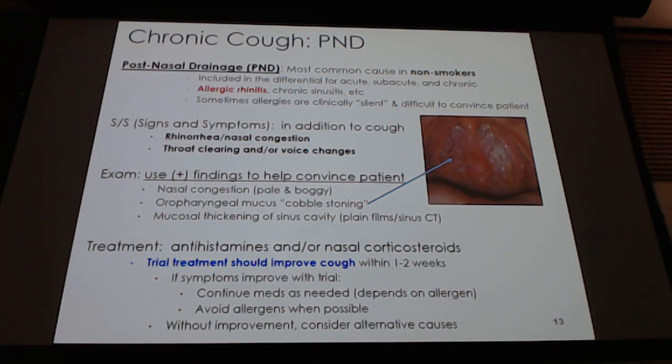And again, once you put them on it, you say take this for 2 weeks, at least. Don't take it for 1 day and then say, it worked for like 6 hours and then it stopped working. That's because it wore off, right?